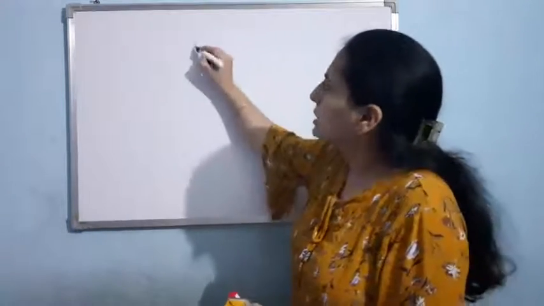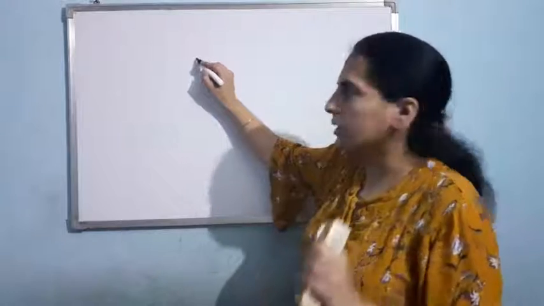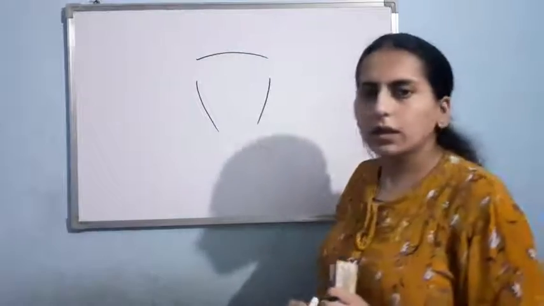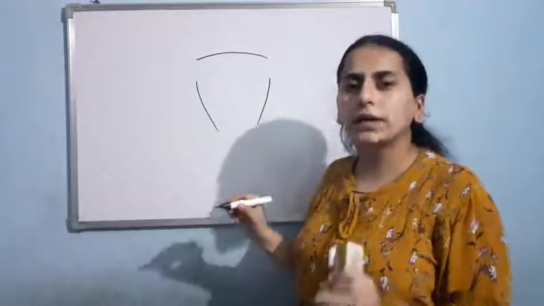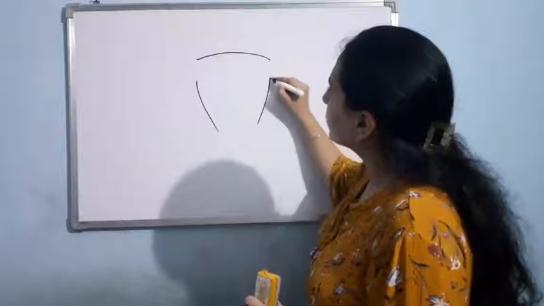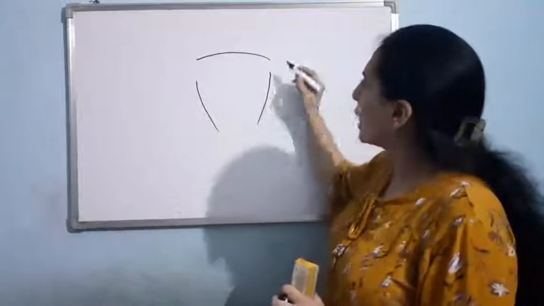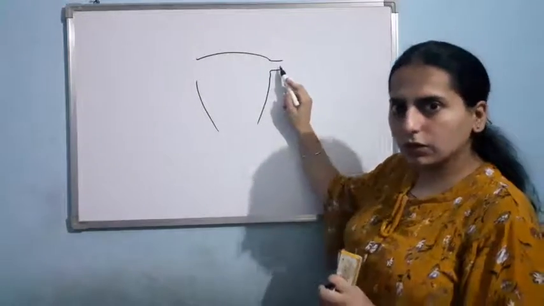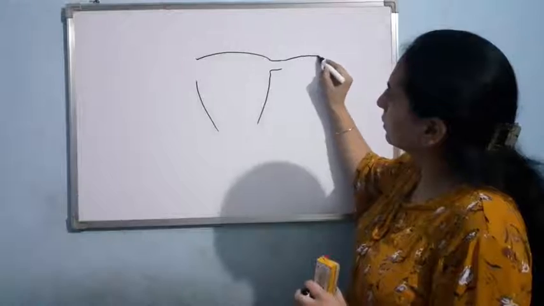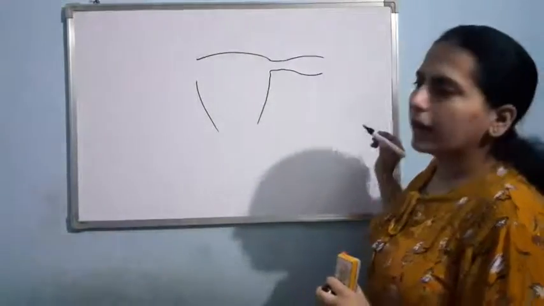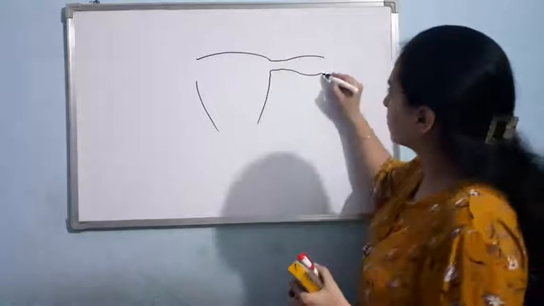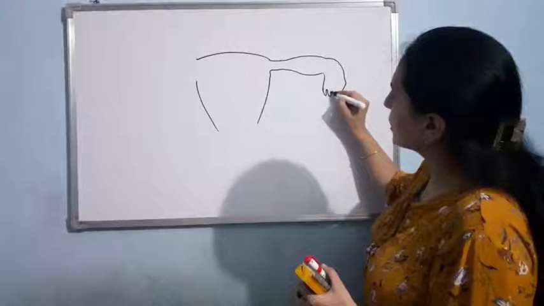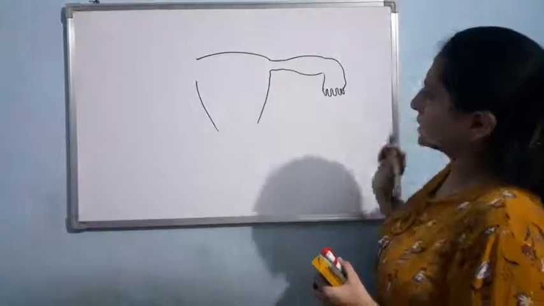Firstly, as you know, there is the uterus. I have drawn the uterus. Clear? After that, I am drawing the fallopian tube. And I told you while drawing the fallopian tube, firstly you have to make the lumen narrow. Lumen means the cavity. After that, broad, and after that, a funnel-shaped structure. And at the end of this funnel-shaped structure, finger-like projections are present.